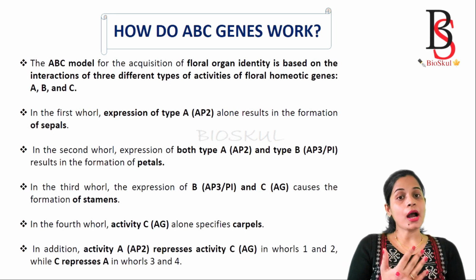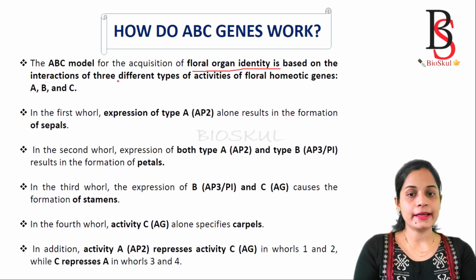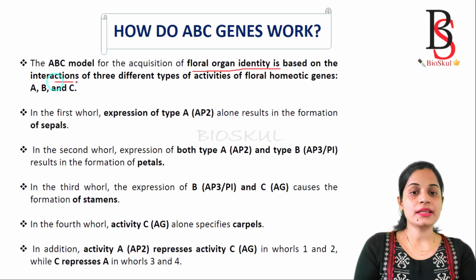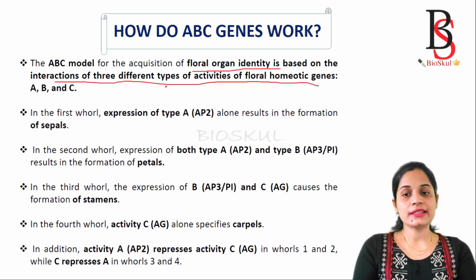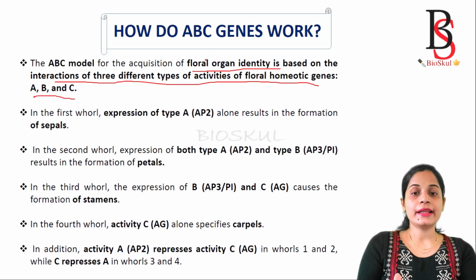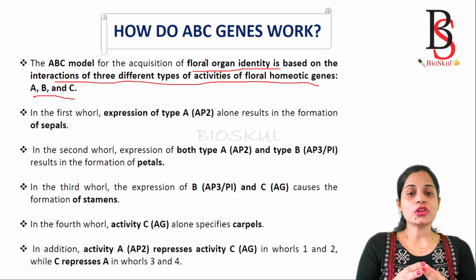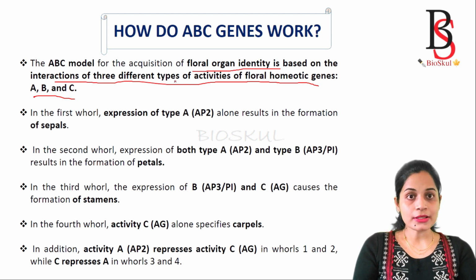Now we will see how do ABC genes work in floral organ identity. For floral organ identity, the interaction of three different types of activities of floral homeotic genes is required. Okay, so floral organ identity is based on the interaction of A, B, C genes. In the first whorl is the sepal.